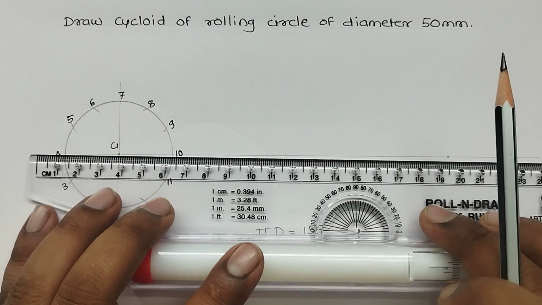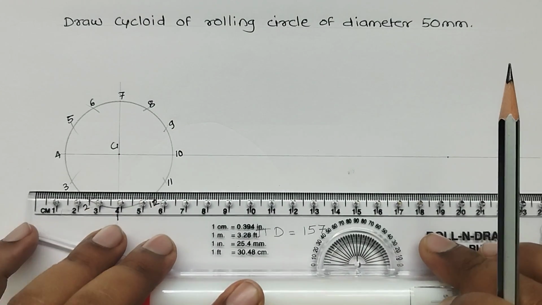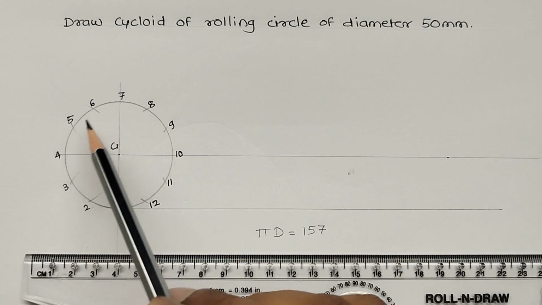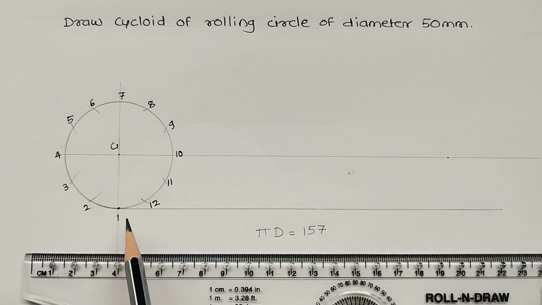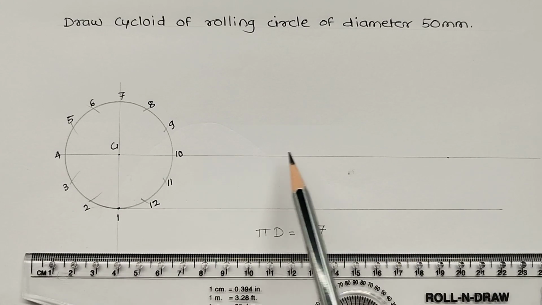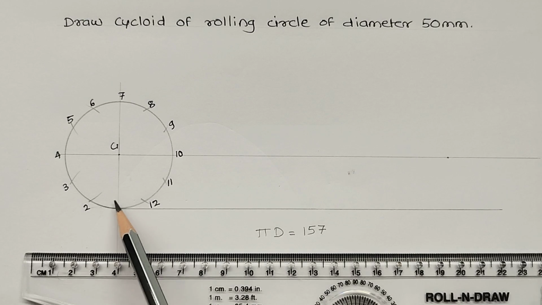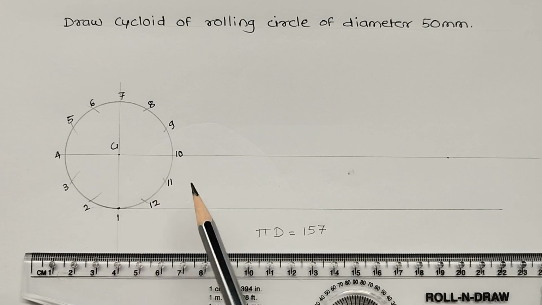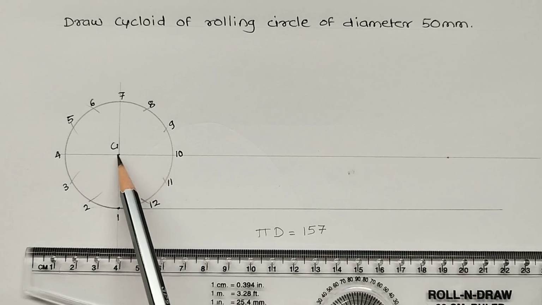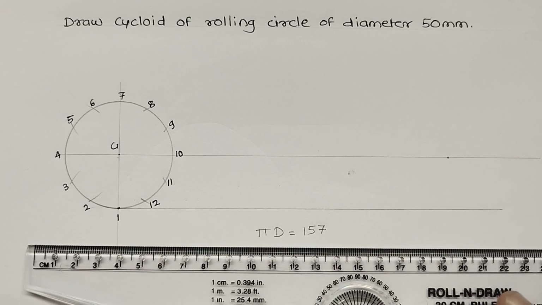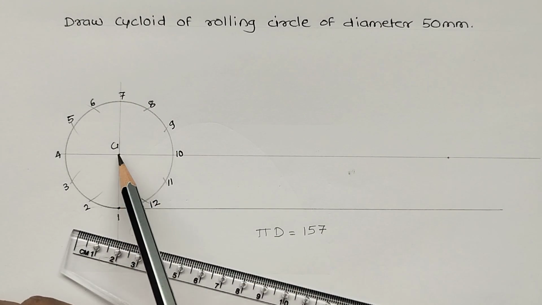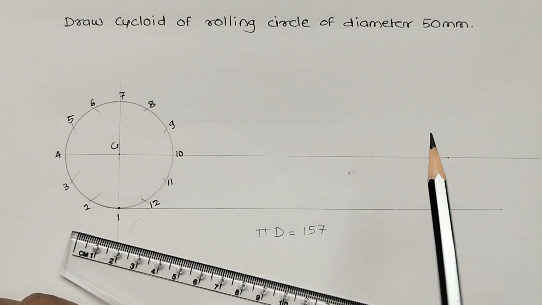If I draw, let me complete this one. If I draw horizontal line, now when this circle rolls on this straight line, this center will move from this point to this point when it gets one complete revolution. So for that, if I take this point to this, the total distance is of pi d. Now I have to divide this. Since I have divided circle into 12 equal parts, I have to divide this line also into 12 equal parts.